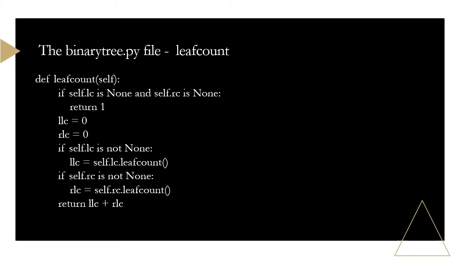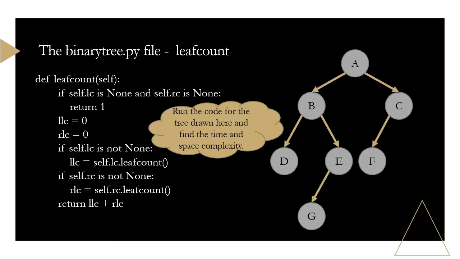count to 0. Now if your node has a left child, then call the leaf count function. Whatever it returns, put this value in LLC. If your node has a right child, call the leaf count function. Whatever it returns, put it in RLC. At the end of the binary recursion, return left leaf count plus right leaf count. Notice that I am not adding 1 here because this node is obviously not a leaf. Run the code for the tree drawn here and find the time and space complexity.